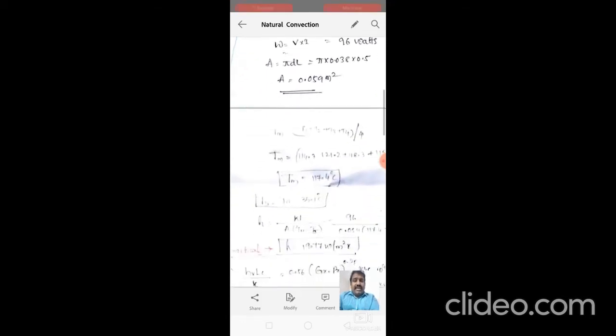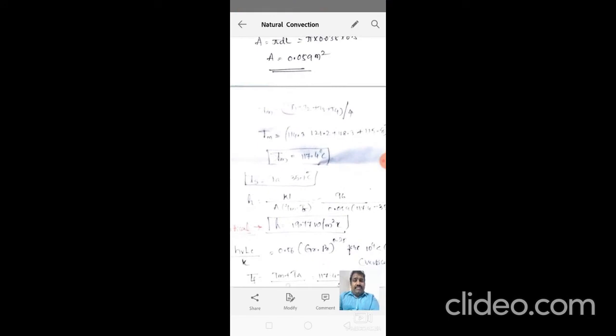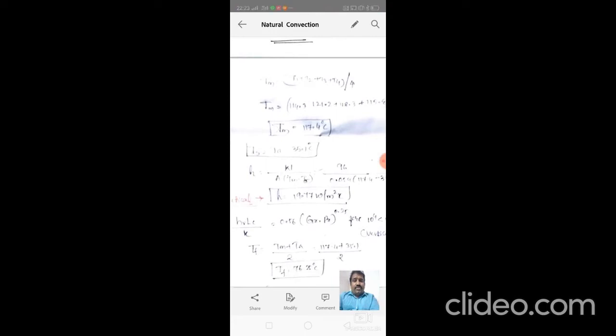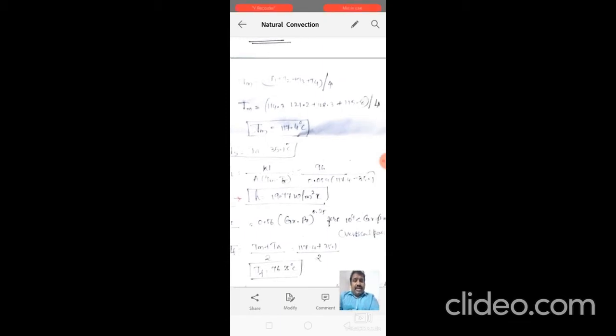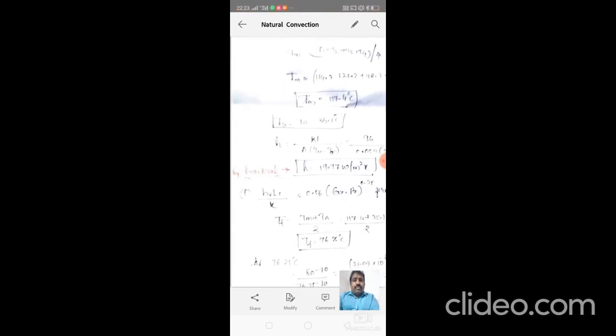Next, the mean temperature. We can get the mean temperature from T1, T2, T3 and T4 divided by 4. The mean temperature becomes 117.4 degrees centigrade, and T5 is nothing but Ta, that is 35.1 degrees centigrade. Now the heat transfer coefficient in the practical case is W by A into Tm minus Tf. So 96 divided by 0.0591 into 117.4 minus 35.1, so that h becomes 19.77 watt per meter square Kelvin. This is the value for the practical case.